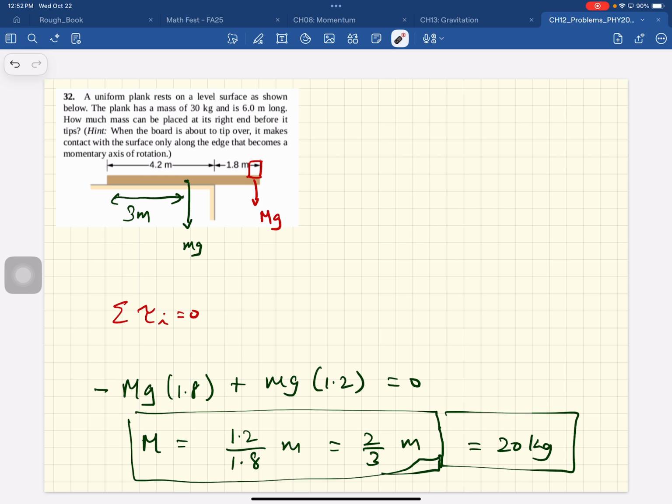If this gets closer to the fulcrum, what would happen to the mass that's needed? You would have to increase. What if I put it right on the edge? What mass can you put there? It wouldn't matter. You could put an infinite mass.